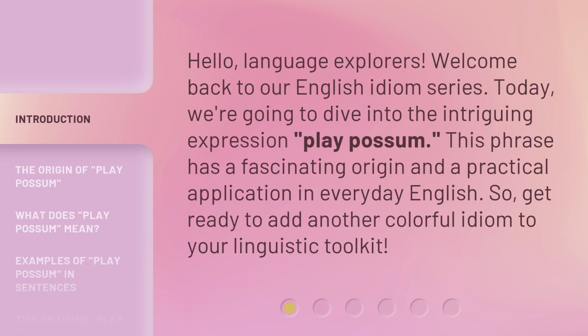Today, we're going to dive into the intriguing expression, play possum. This phrase has a fascinating origin and a practical application in everyday English. So, get ready to add another colorful idiom to your linguistic toolkit.